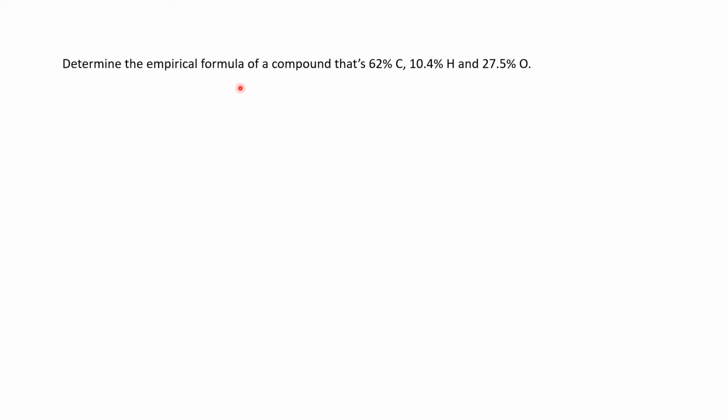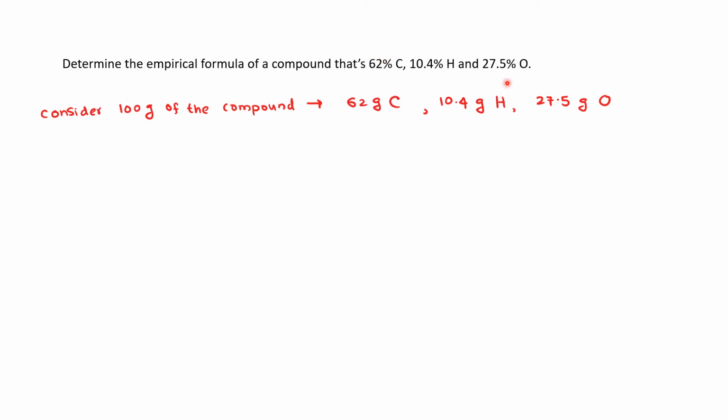Determine the empirical formula of a compound that's 62% of carbon, 10.4% of hydrogen, and 27.5% of oxygen. So when we have given the percentages, immediately we consider 100 grams of the compound. When you take the 100 grams of that compound, it has 62 grams of carbon, 10.4 grams of hydrogen, and 27.5 grams of oxygen. So we know the masses, and then we're going to convert these masses to moles.